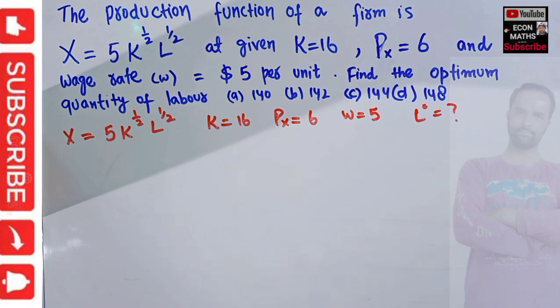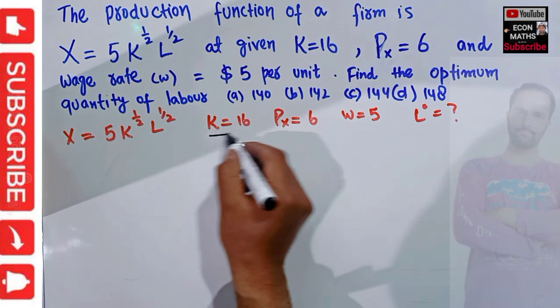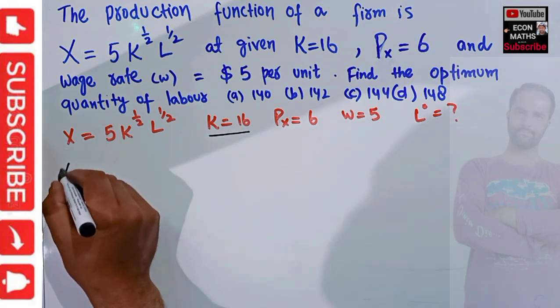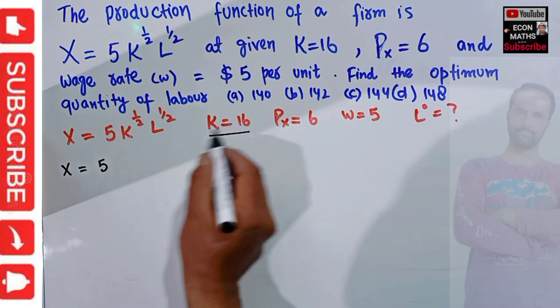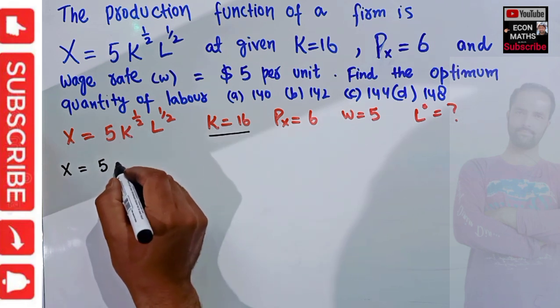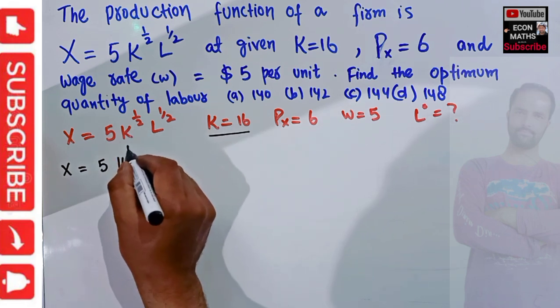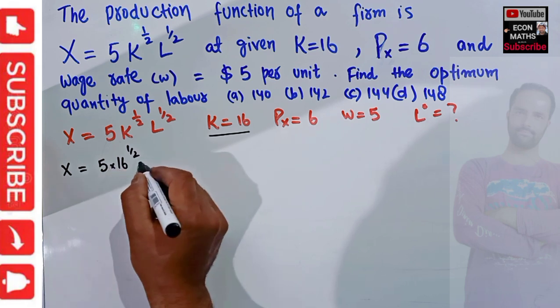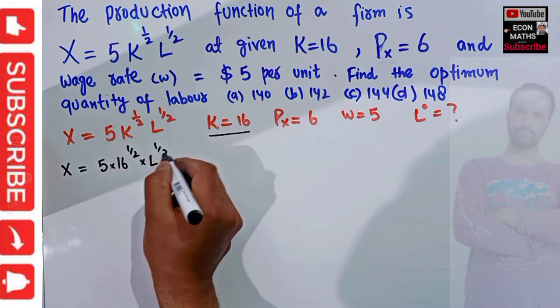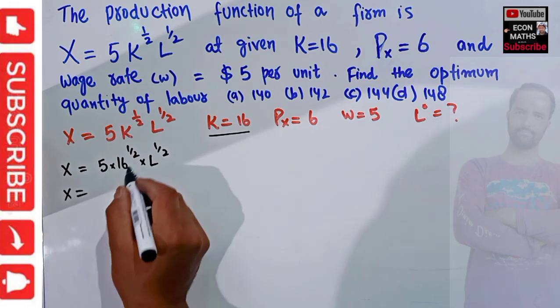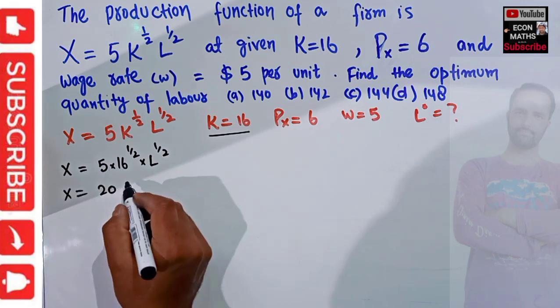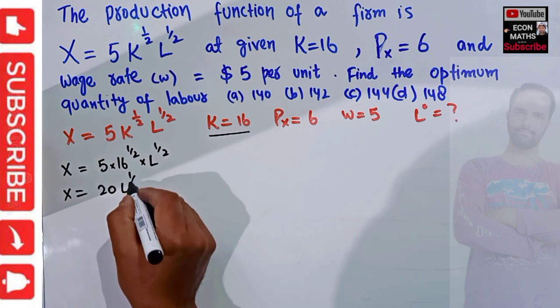So first thing is, what will we do? We simply plug K = 16 in this production function. That means X = 5 times 16 raised to the power 1/2 times L to the power 1/2. 16 raised to the power 1/2 is 4, so our X will be equal to 5 fours are 20 L^(1/2).